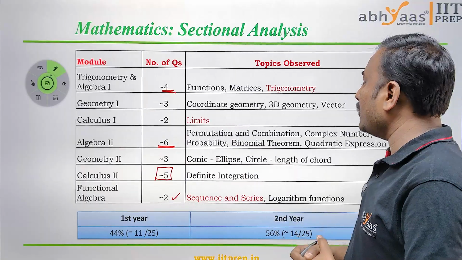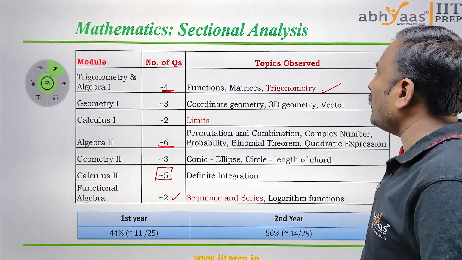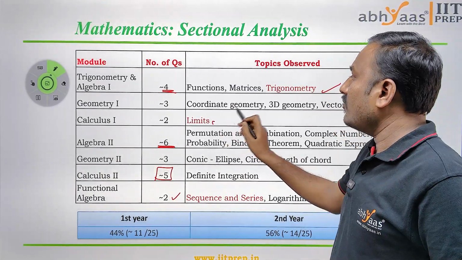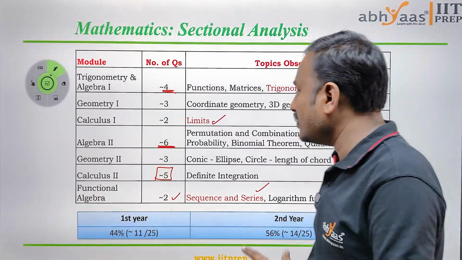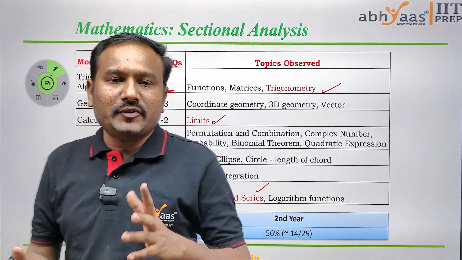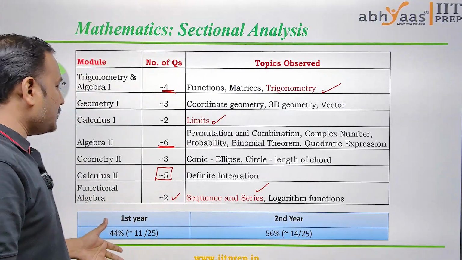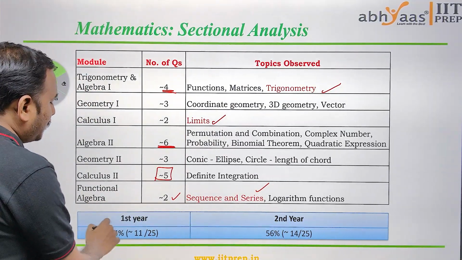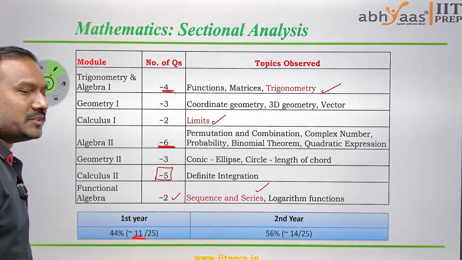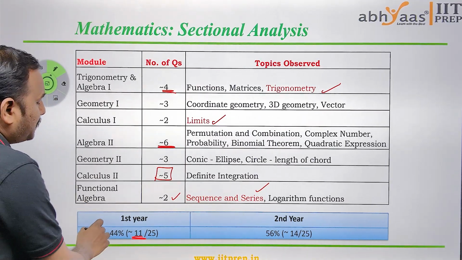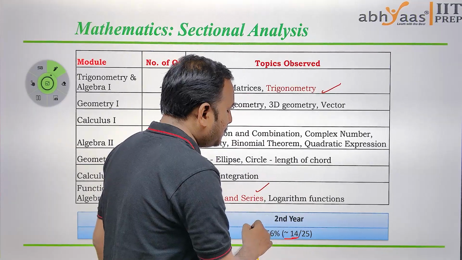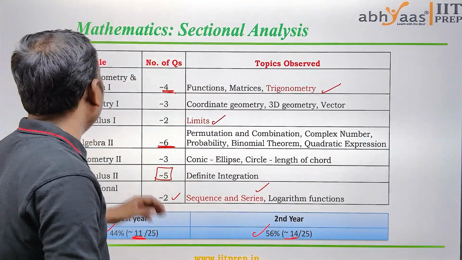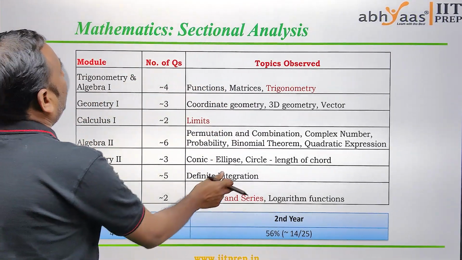And among the difficult questions, from trigonometry we have observed a difficult question, also from limits, and from sequence and series we have also observed difficult questions. And if you see the first year and second year syllabus weightage, from the first year almost 11 questions, which means 44%, and from the second year 14 questions, which means 56% is given in the mathematics sectional analysis.